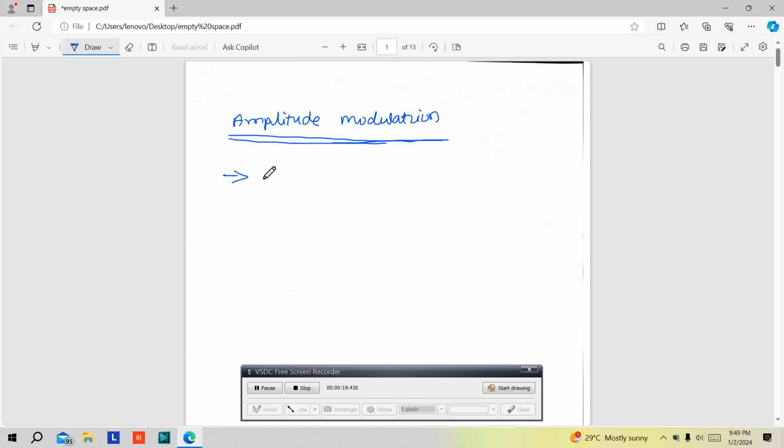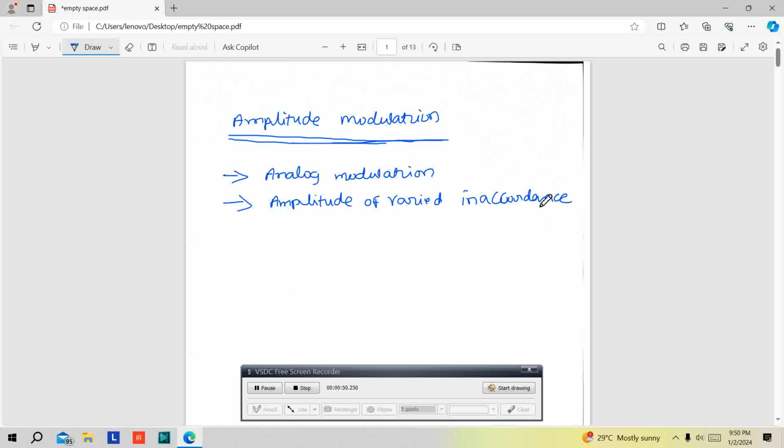Amplitude modulation is one of the analog modulation techniques. Here the amplitude of the carrier is varied in accordance with the instantaneous value of the message signal.